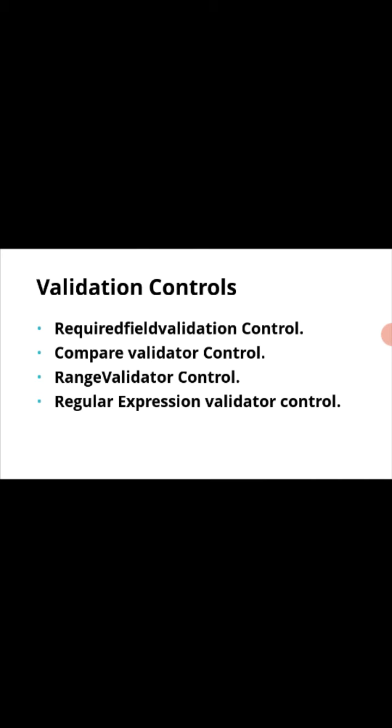Third one is the range validator control. The range validator server control is another validator control which checks to see if a control value is within a valid range. The attributes that are necessary to this control are maximum value, minimum value, and type.